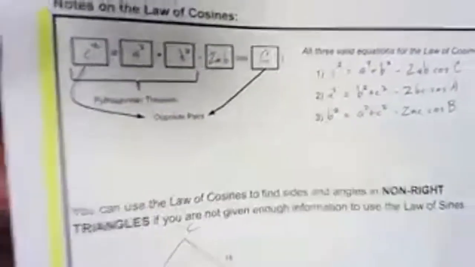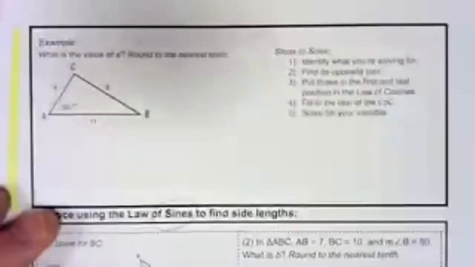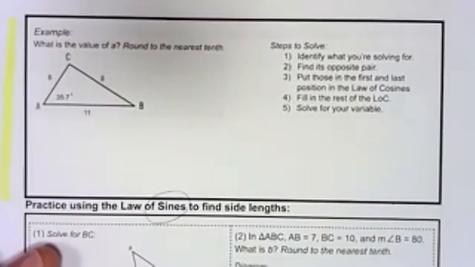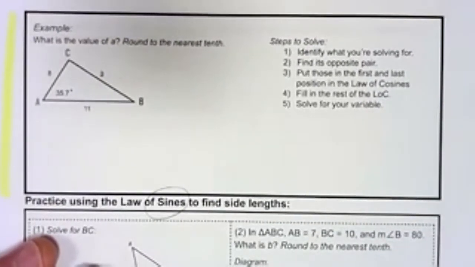Let's turn on over to the next page and we'll look at the example. Okay. Now, what is the value of A? Round to the nearest tenth.